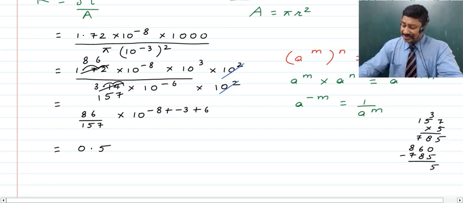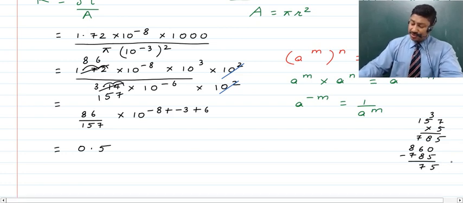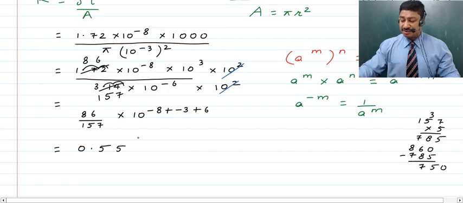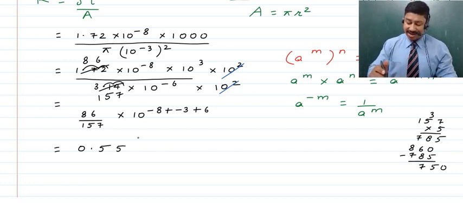5 and 5 is 10, then we have 9 and 7 is 16, right? So we now have 750. So this will thus become equal to 0.55, as again with 157, when 5 is multiplied, you will get a number which will give you this as the correct quotient.